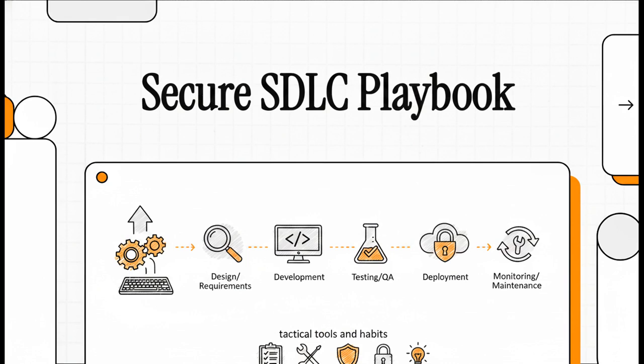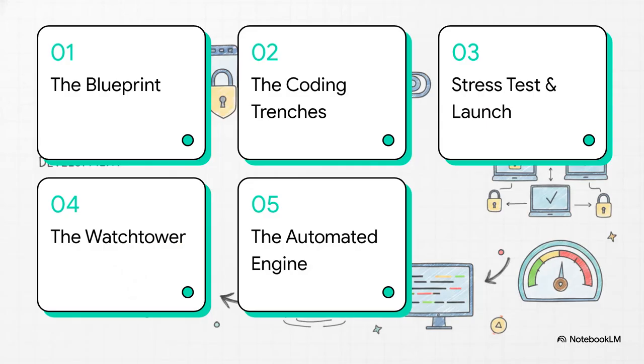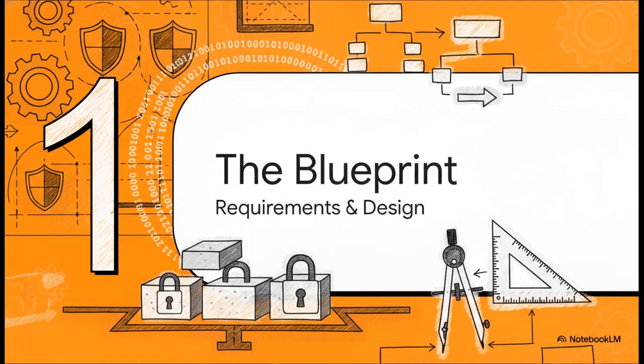All right, so here's our playbook for today. We'll kick things off with the blueprint, then head right into the coding trenches, followed by stress testing and launch. After that, we'll set up the watchtower, and finally, we'll tie the whole shebang together with the automated engine. Okay, let's jump straight into phase one, the blueprint, covering our requirements and design.